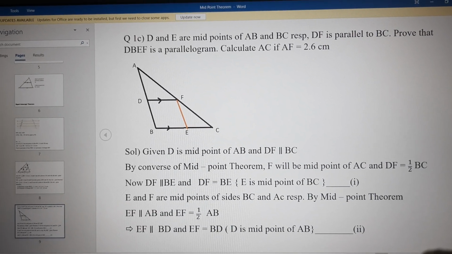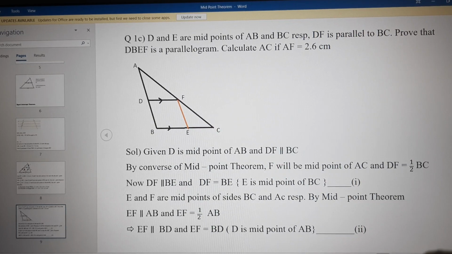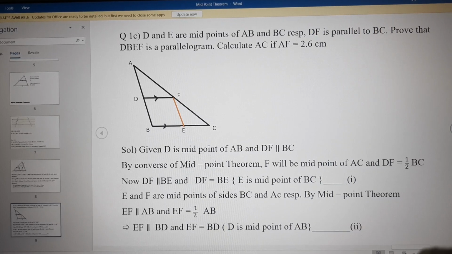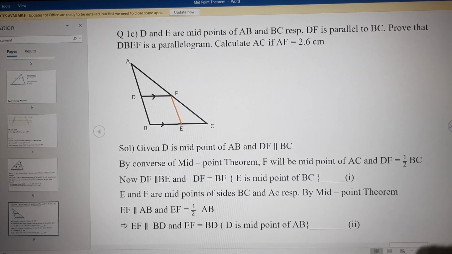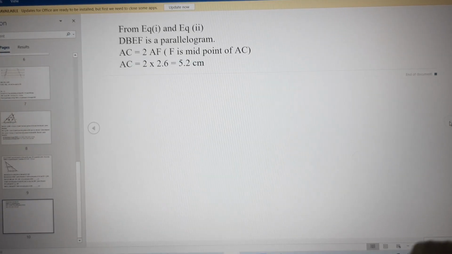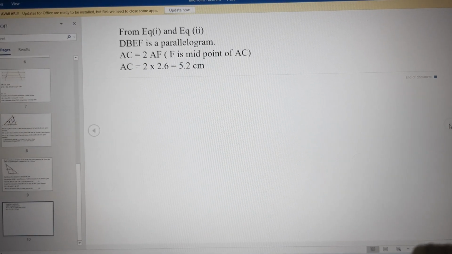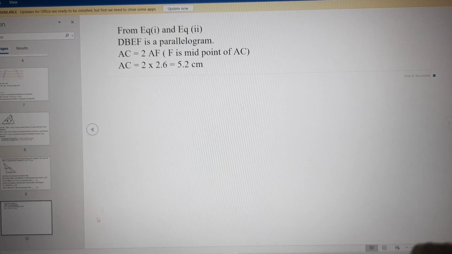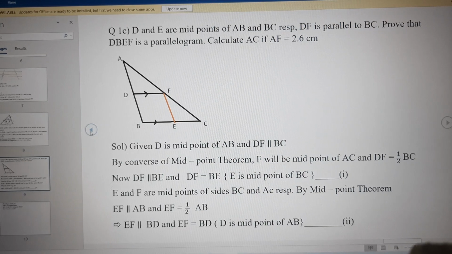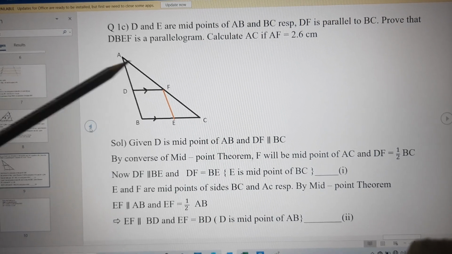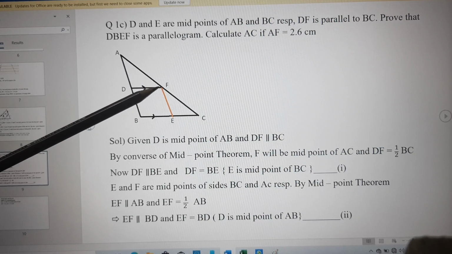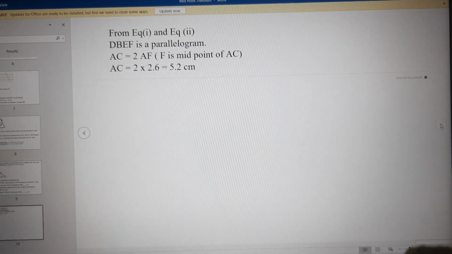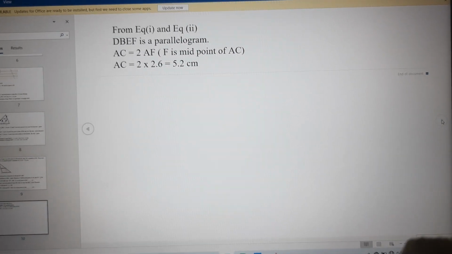So by equation number 1 and 2, we can say that DBEF is a parallelogram. One more thing was asked, length of AC if AF is 2.6. AF is given 2.6, so we can see that F is the midpoint of AC. So if AF is 2.6, then AC will be double of 2.6. That means 5.2 centimeter. Okay.